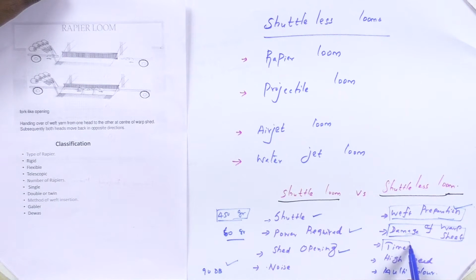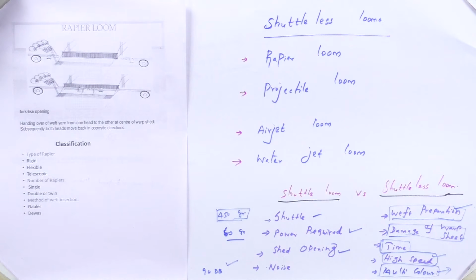And the time required: the insertion of a pick requires very little time in shuttleless looms when compared to shuttle looms. High speed is possible because we reduce the picking time, so the dwell time is reduced and running the shuttleless loom at high speed is possible. And in shuttle looms, for inserting multicolor weft, we need a special loom called a drawbox loom. But in a shuttleless loom, individual cones of different colors are used to produce multicolor weft patterns. So these are all the advantages or differences between shuttle and shuttleless looms.